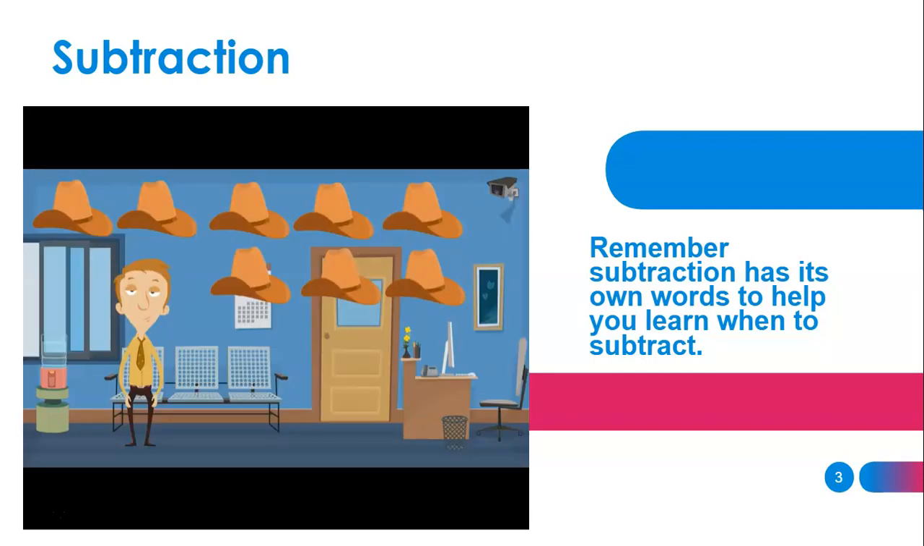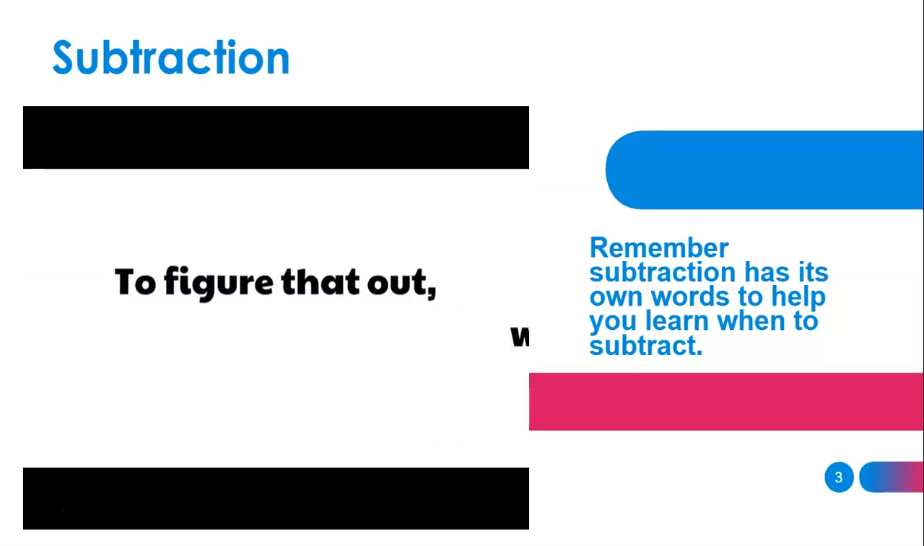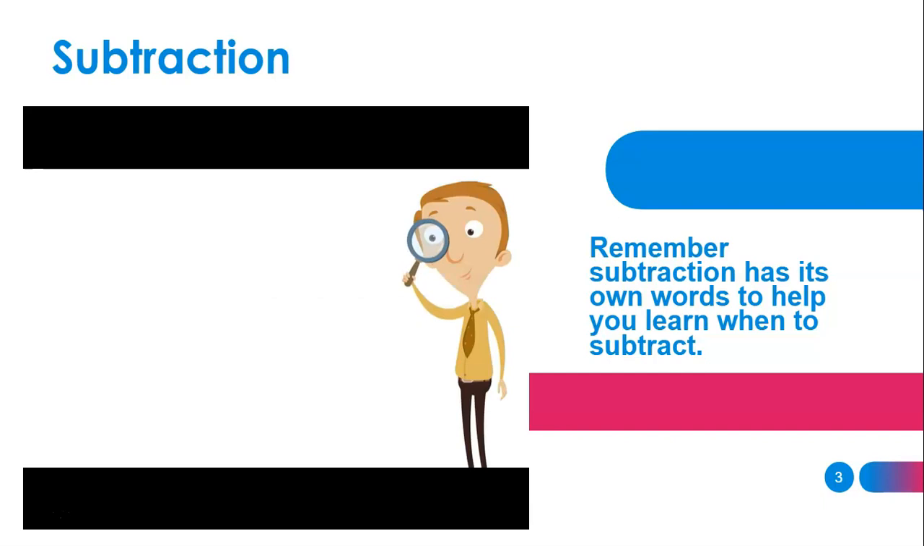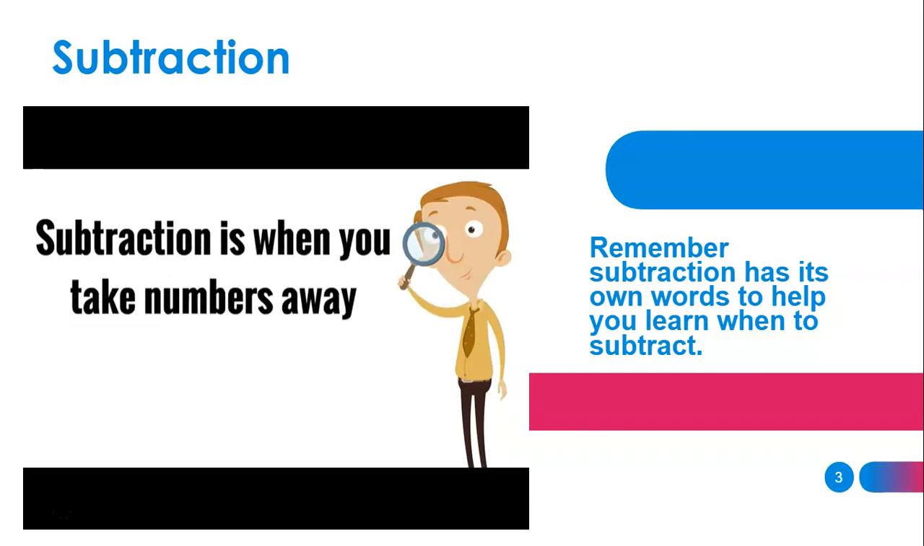So, as I'm sitting here thinking about my 8 hats, I need to figure out how many hats I'll have left if I give some of them away. To figure that out, we need to use subtraction. You see, subtraction is when you take numbers away. Yeah, very simple. Subtraction is when you take numbers away.